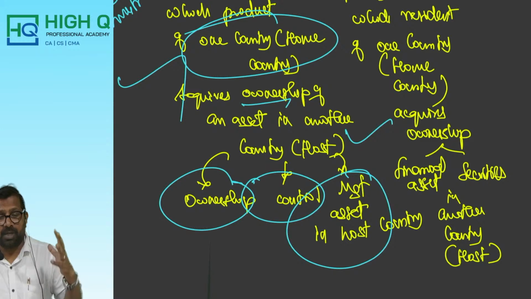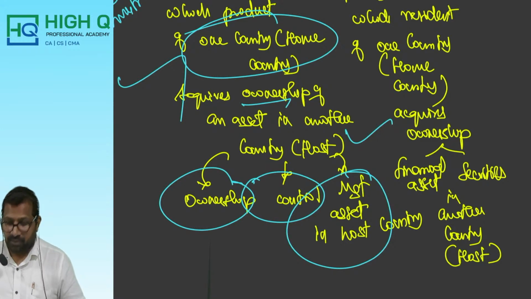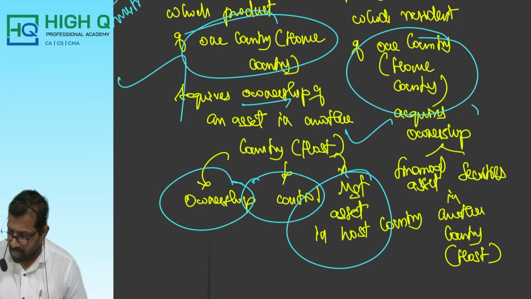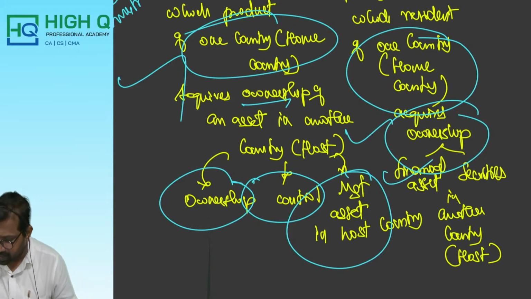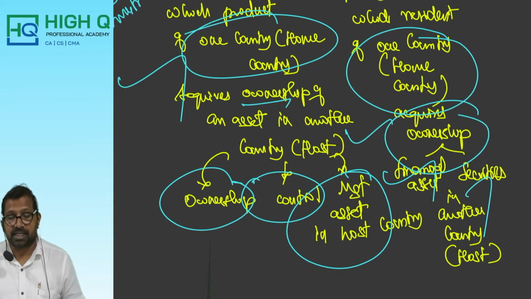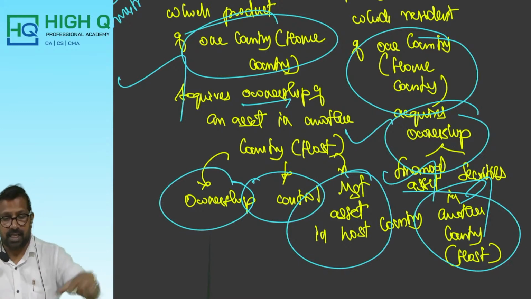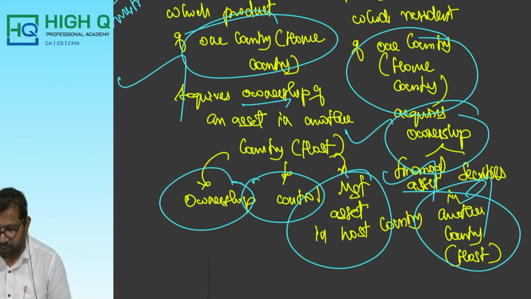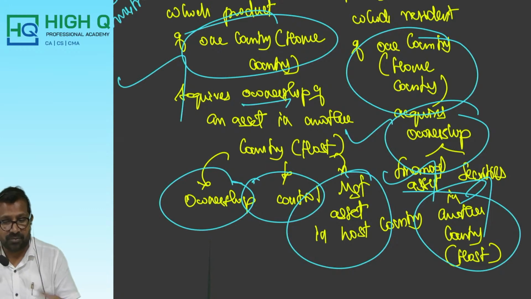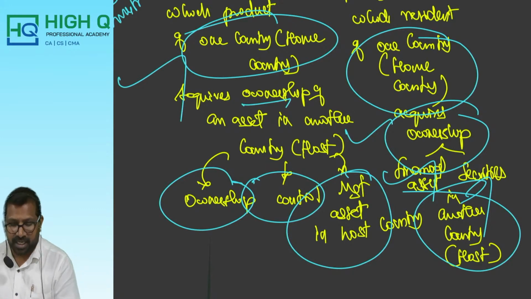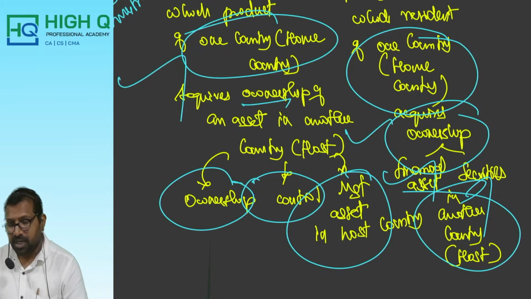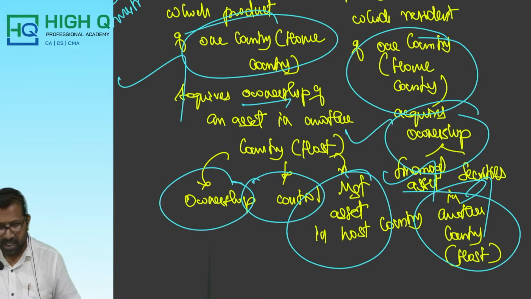What about the meaning of foreign portfolio investment? A resident of one country, the same home country, acquires ownership either in the form of financial assets or securities in another country, the same host country. Now just see the difference between these two. One is direct investment. Portfolio is financial assets and securities acquired in another country, which is called foreign portfolio investment.